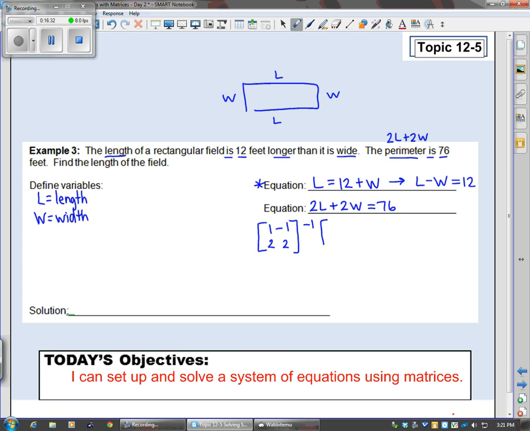Inverse. Your second matrix will be 12 and 76. Okay, the coefficients. So you're going to type that in the calculator. I'll give you a minute to do that.